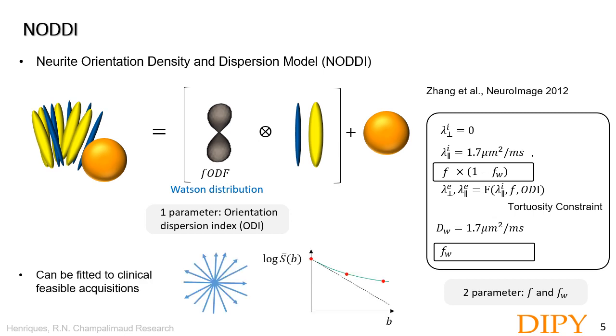Despite the large number of assumptions, NODDI was one of the first models that could be applied in clinically feasible acquisitions. Particularly, it can be fitted to a protocol identical to DKI, this is, with a couple of non-zero b-values and some gradient directions.